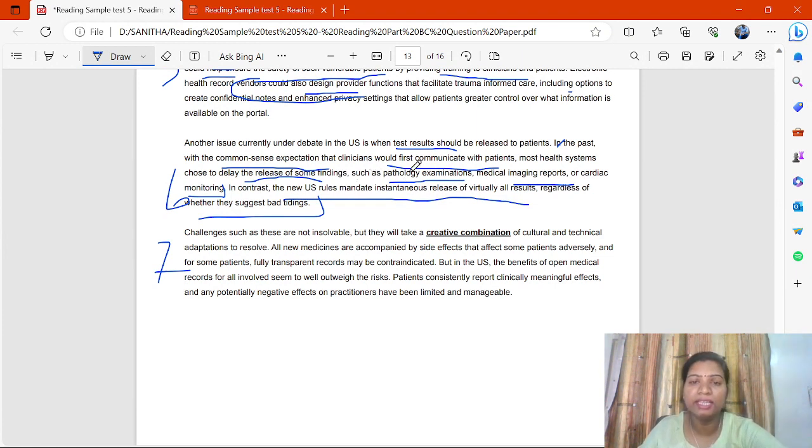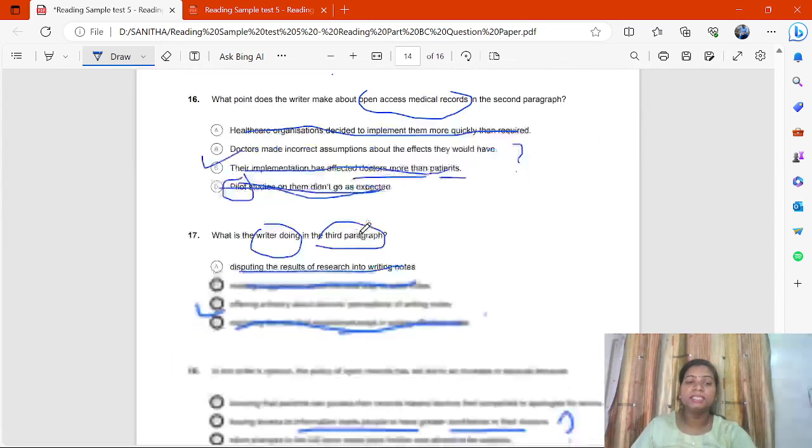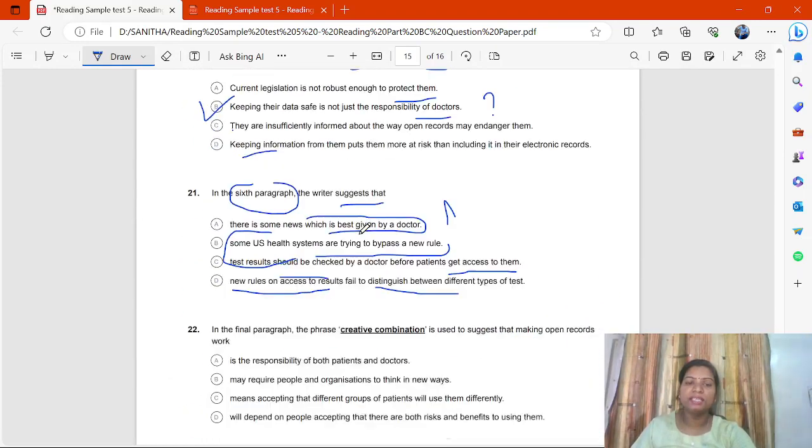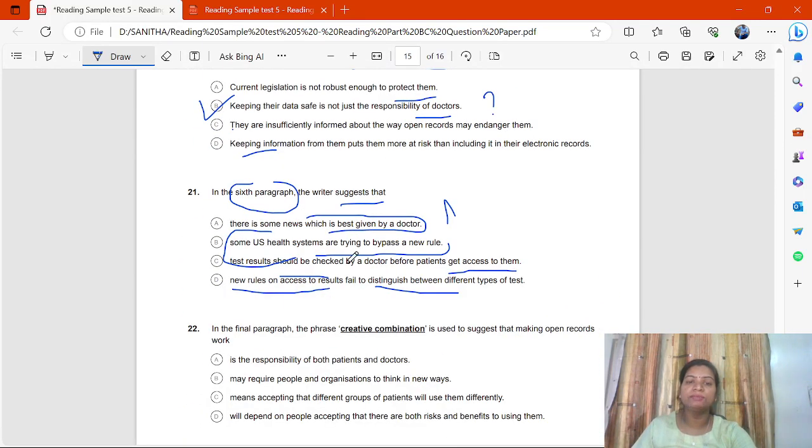Here the new US rules mandate instantaneous release of virtually all results. Here it says some. What is the option? They are saying some US health systems are trying to bypass a new rule. So it is not matching anyway. Some US health systems are trying to bypass a new rule.